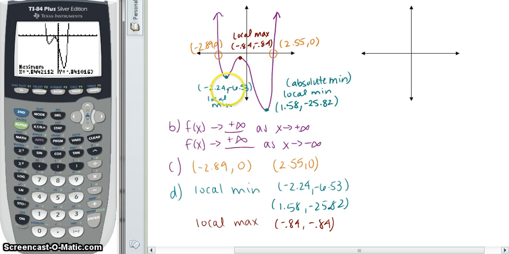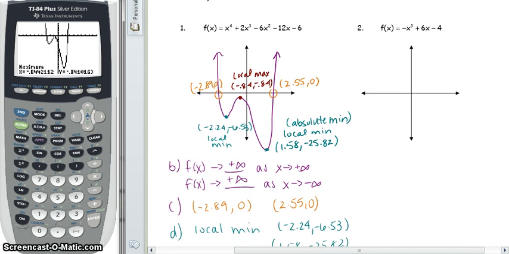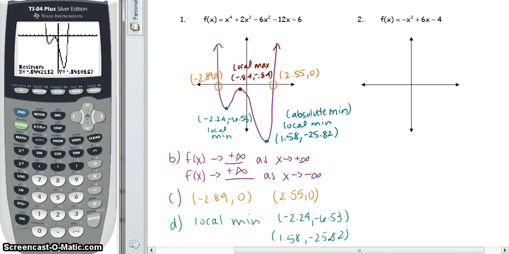Be sure to label all of these things on our graph in order to get full points, just so I know that you know what all of these points are. So that is essentially it for this. I want you to try, based off of what we did for example 1, to go through example 2 on your own and compare with what I have to see how you did. So pause the video and then check your work.